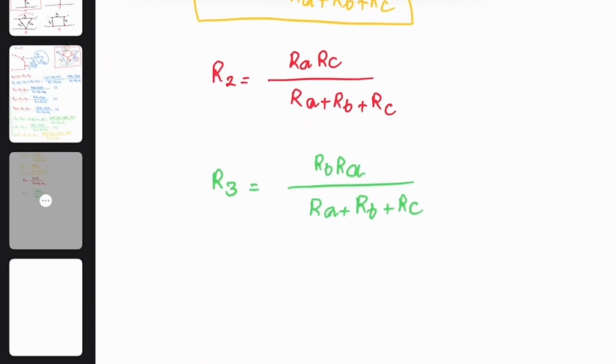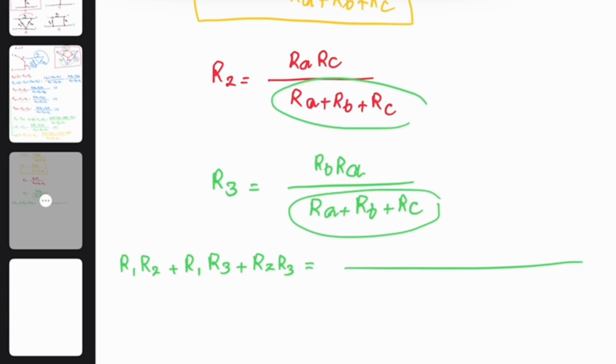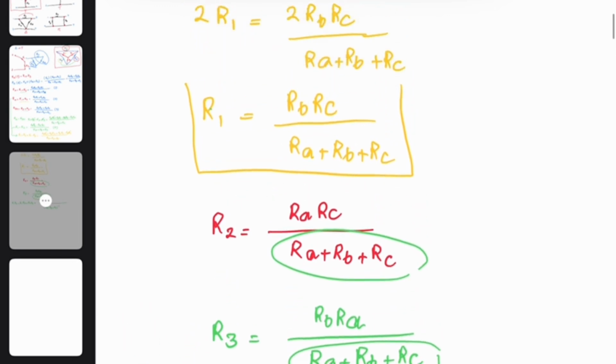So assuming that now I want to find the product of R1 R2 plus R1 R3 plus R2 R3. In the denominator, it is clear that all the time is a product of two of these resistors. Therefore, my denominator is (Ra plus Rb plus Rc) squared. What is in the numerator?